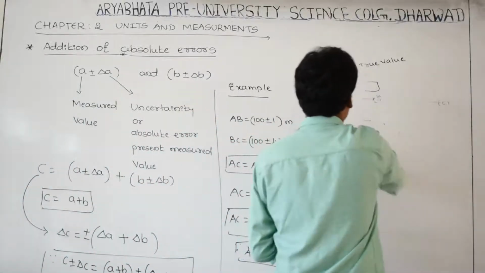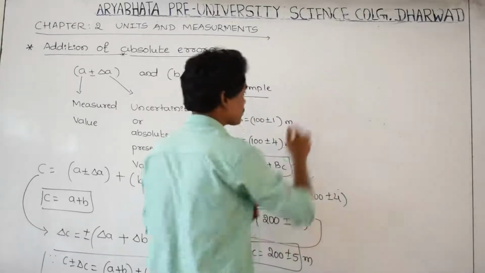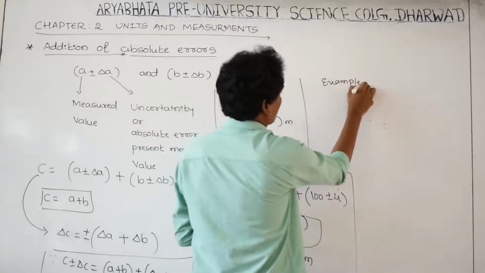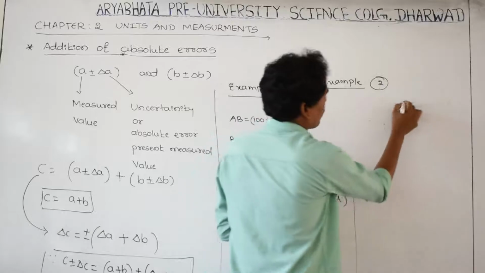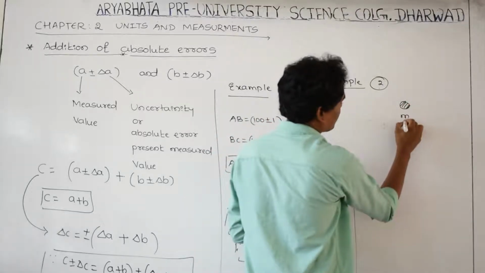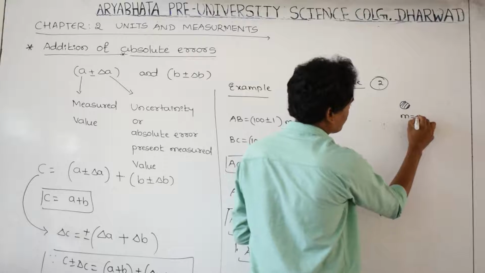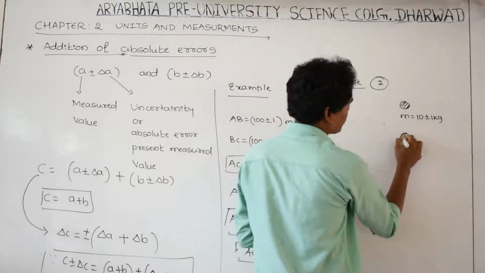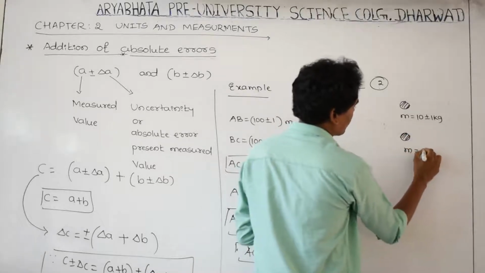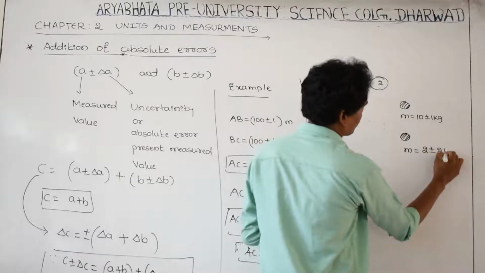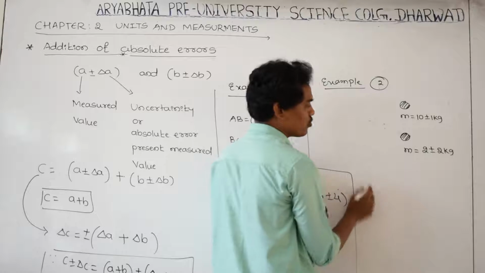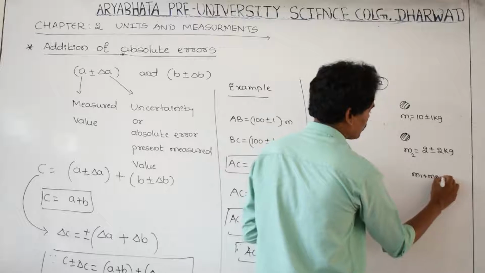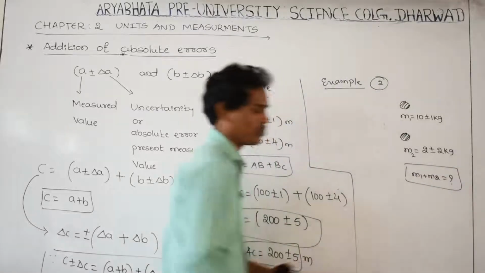A second example. Example number 2, then you will understand better. This is one object. Its mass is equal to 10 plus or minus 1 kg. And this is the second object. Its mass is equal to 2 plus or minus 2 kg. And what is the mass of those two? This is M1, this is M2. You have to find out what is M1 plus M2.